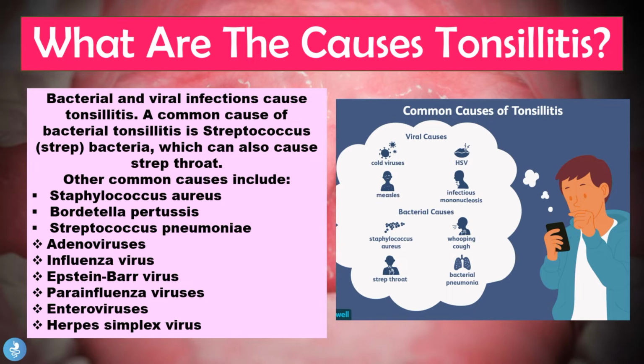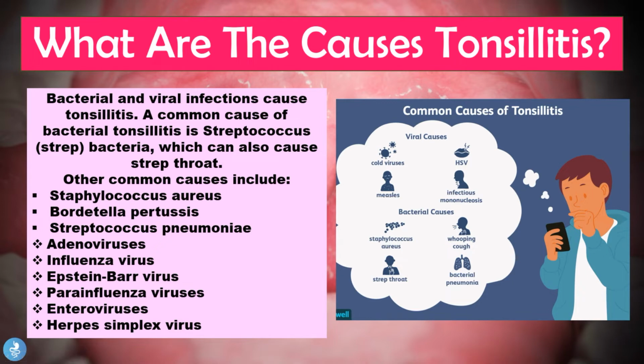tab as well. Other common causes include Staphylococcus aureus, Bordetella pertussis, which causes whooping cough, and Streptococcus pneumoniae, which causes bacterial pneumonia. So these four are all bacterial causes. Again, we have Streptococcus pyogenes, which causes strep throat, Staphylococcus aureus, Bordetella pertussis, and Streptococcus pneumoniae, which are all bacterial causes.